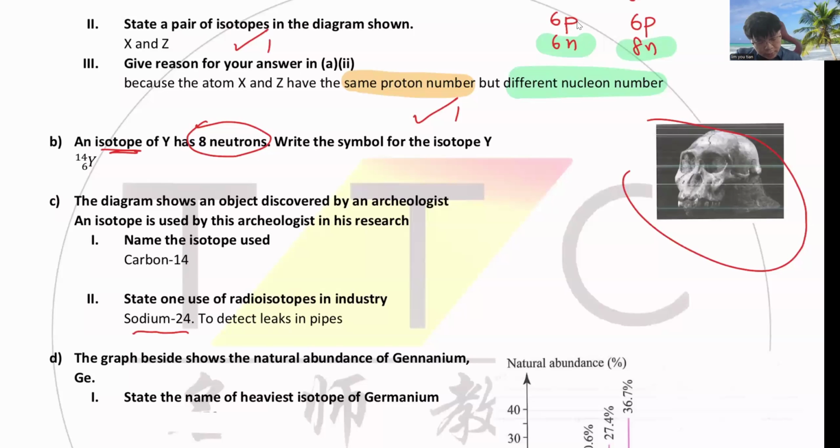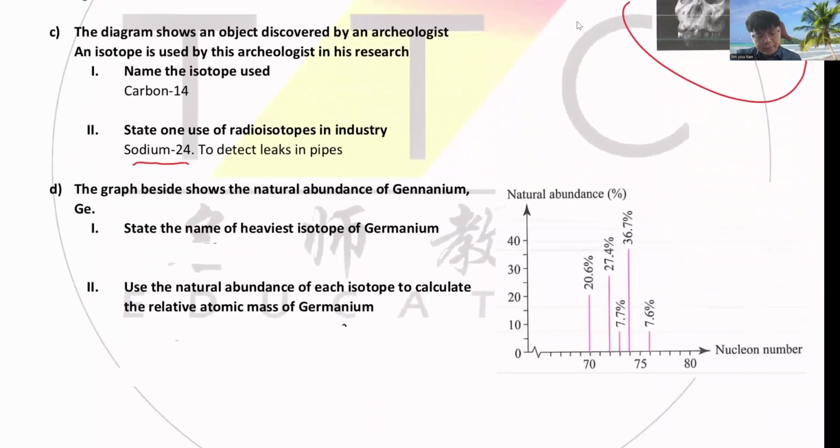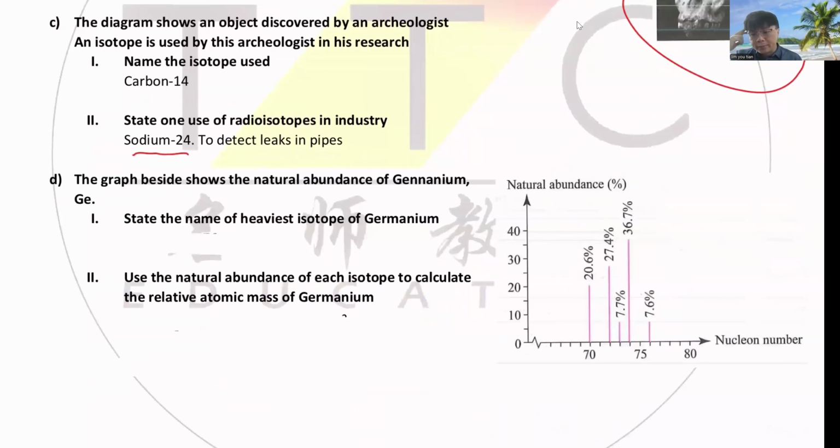So sodium 24 is to track leakage of pipe. Leakage of pipe. This is all the simple questions for the isotope. You get one question like this, another free 10 marks. You cover one more, 10 marks. A quick one. Okay, then after that, another question is they're going to ask you to do calculation.